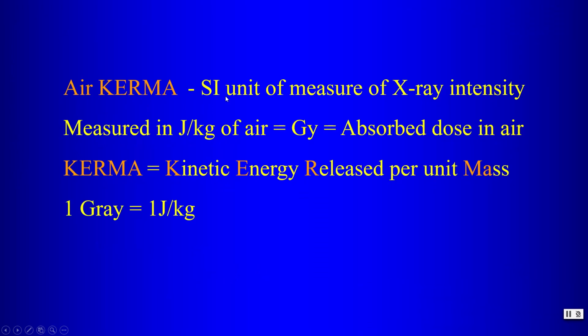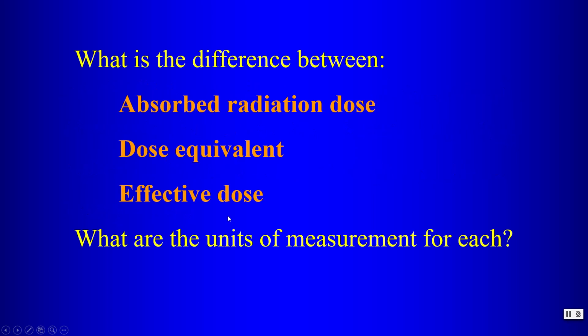Well, the SI unit is the air kerma, or kerma, and this is a measure of X-ray intensity, and it's measured in joules per kilogram of air. So we would call this unit then a gray, and this is the absorbed dose within air. The term kerma stands for kinetic energy released per unit mass. So 1 gray is 1 joule per kilogram of air. So it's this amount of energy, 1 joule per kilogram of air.